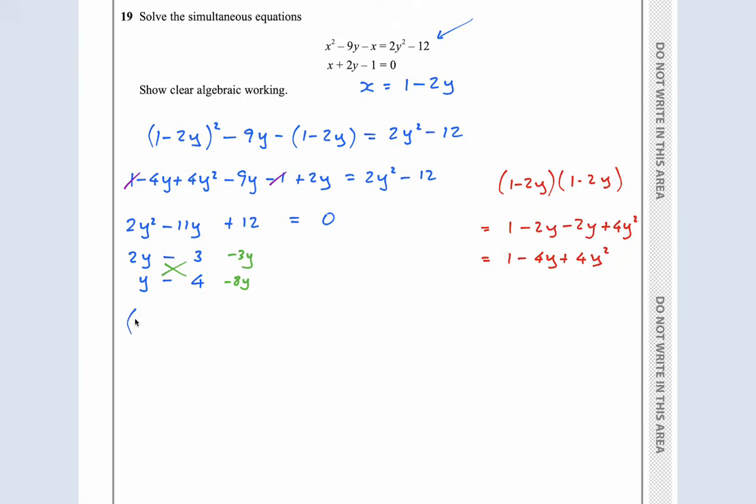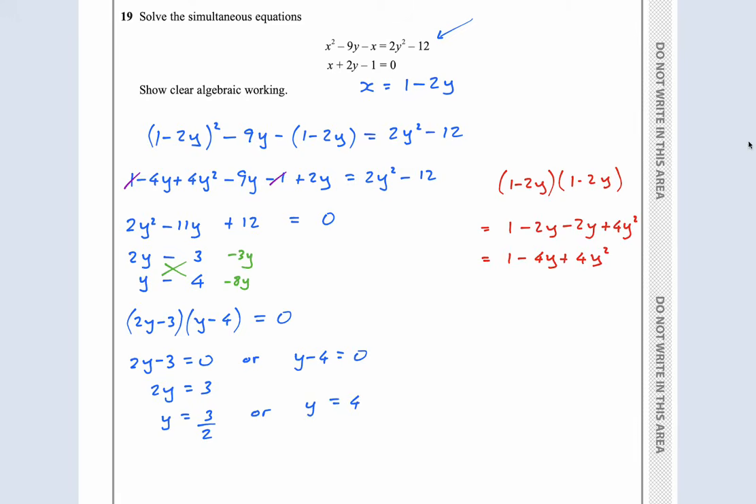Okay, so the factors are 2y minus 3 times y minus 4, and this equals 0. So the solutions are 2y minus 3 equals 0, or y minus 4 equals 0. 2y equals 3, y equals 3 over 2, or y equals 4. So I have my two y's. Now I just need to get my two x's. So here, x equals 1 minus 2y. That is from this.